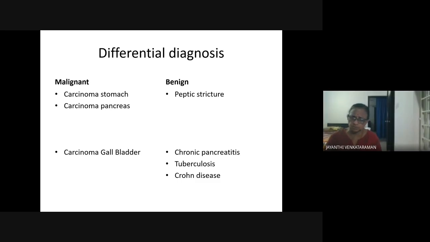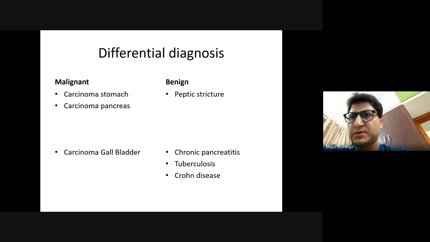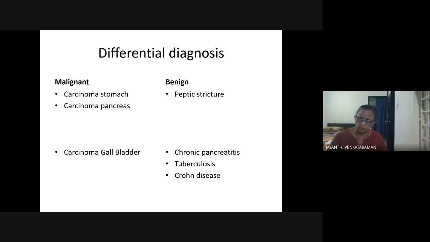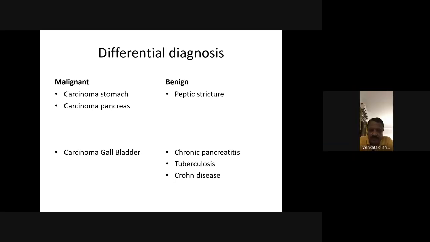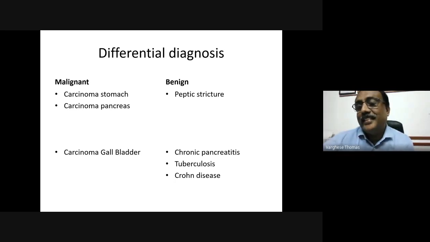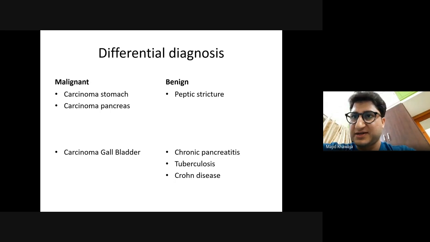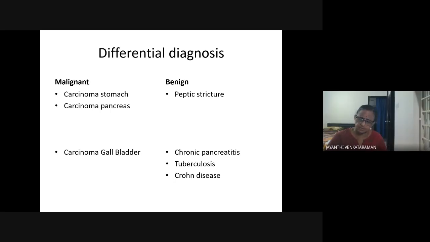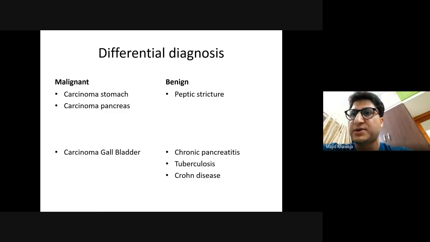And the last investigation of choice would be? Cross-sectional imaging in the form of CT abdomen. Before that, what will be the most specific investigation? Upper GI endoscopy, sir. How would you prepare the patient? We'll keep the patient nil by mouth, ma'am, and do the nasogastric lavage.